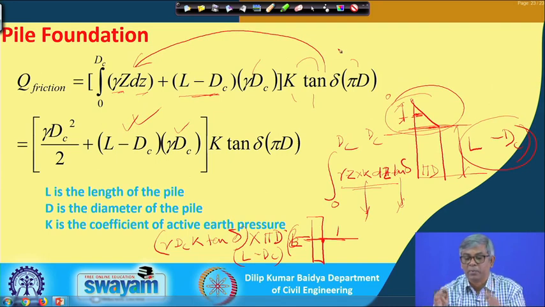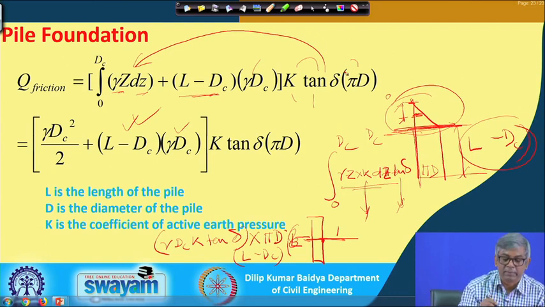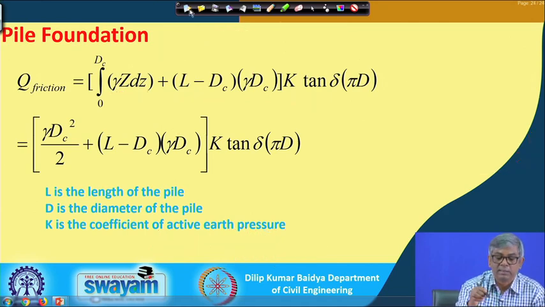So, there are two components. That means we are integrating from here to here for one part, and then here the unit skin friction throughout the depth is constant. So, that is L minus dc, gamma dc, k tan delta pi d. That way I can simplify now, or I can write it differently, maybe in two parts, that will be convenient for you. Let me write once again, let it be clean.